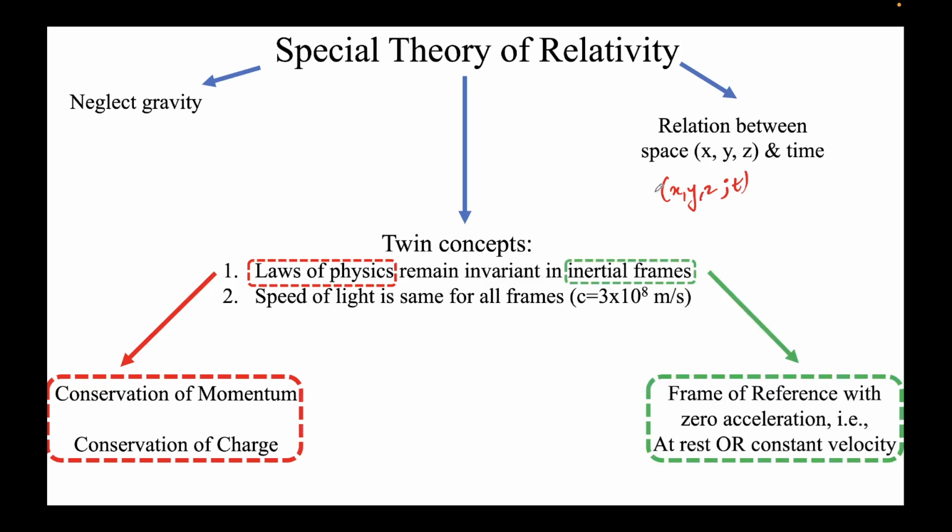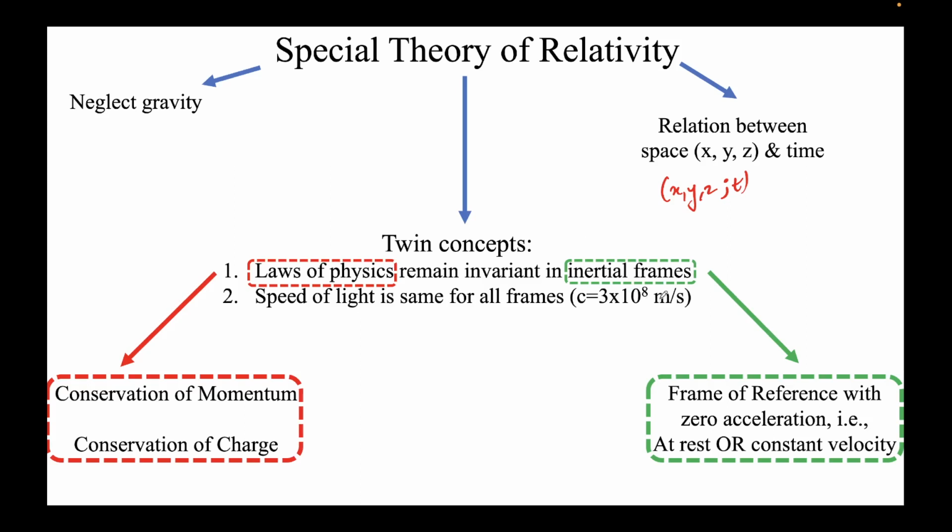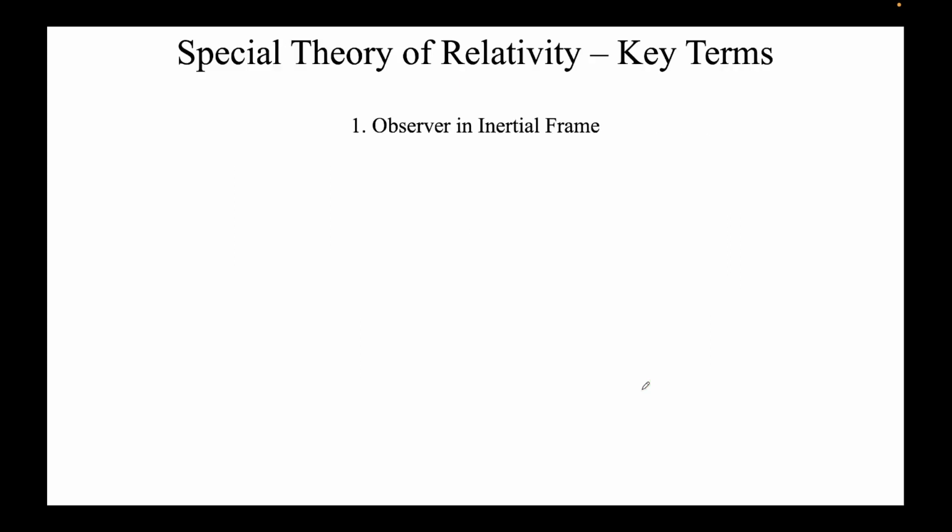Second thing is, what are inertial frames? Inertial frames are nothing but the frame of reference from which you're observing something, with zero acceleration. This is important. There is no acceleration. This means the frame can be at rest or at constant velocity. Acceleration or time dependent velocities are not allowed. We had seen that velocity should not be a function of time. Should not be t square, t cube, square root t, sine t. No, velocity should not be a function of time.